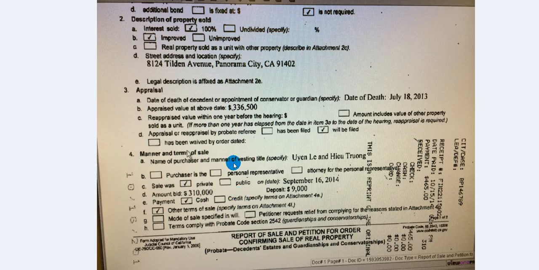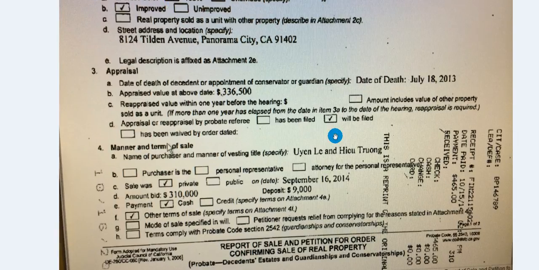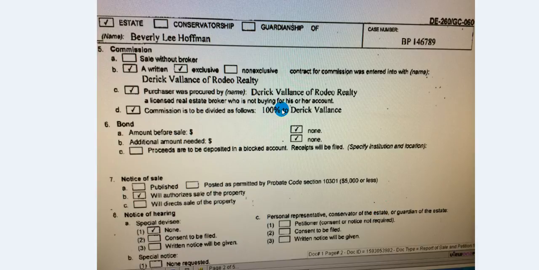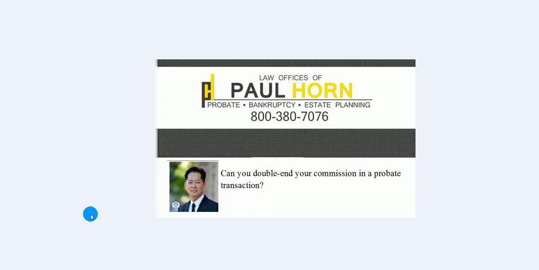For example, this one was done yesterday, November 18th, at 8:30, in Department 5. This form basically tells the judge, hey judge, we're selling it for, in this example, 310, and by the way, the commission is 5%, and this particular agent is actually double ending it. So the question is, is that okay in a limited authority case? My advice to you: by the way, in this particular case, see it says 100% going to a particular agent. Double ending a deal in a probate transaction is okay as long as you've done your very best.